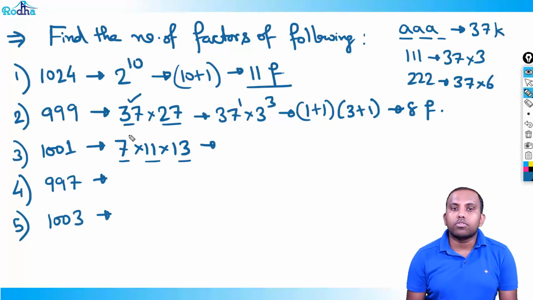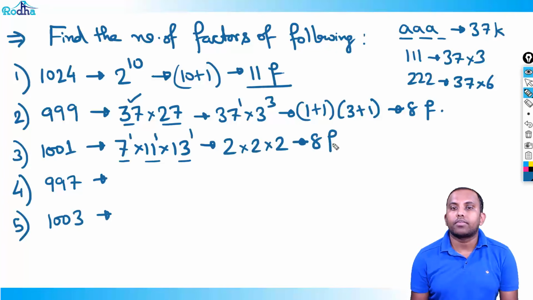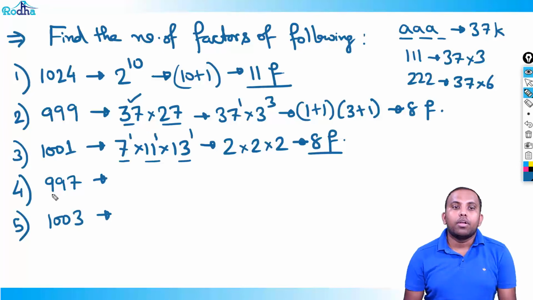So how many factors? Since all these are prime bases, the power is 1. So 1 plus 1 into 1 plus 1 into 1 plus 1, right? That is 2 into 2 into 2. Total 8 factors. Correct?